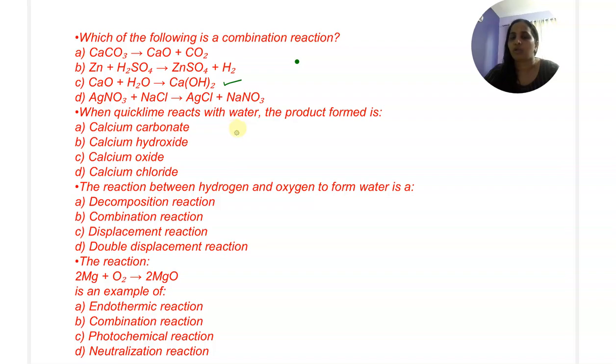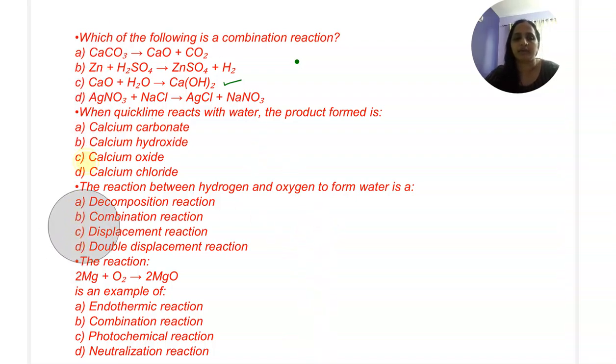Next one, when quicklime reacts with water, what is the product formed? It is the same question asked in another manner. Quicklime is calcium oxide. So calcium oxide reacting with water gives calcium hydroxide as the product. Then another one, the reaction between hydrogen and oxygen to form water. Hydrogen and oxygen are the reactants, and by their combination you are getting only one product, water. So this is also an example of a combination reaction.